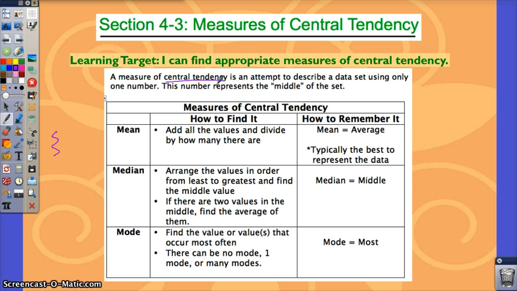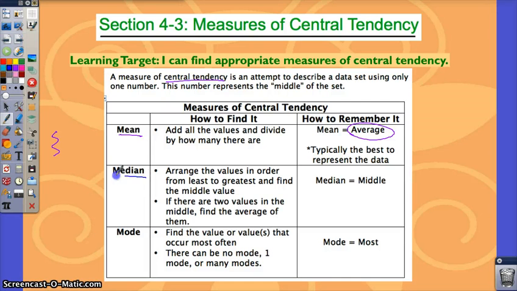Copy down your target: I can find appropriate measures of central tendency. And you've done these before. So mean is the one that we typically say is the best, and it's what we refer to as the average. Most of the time, the mean is going to be the best representation of a data set. And the way you find it is you add up all the values and divide by how many there are.